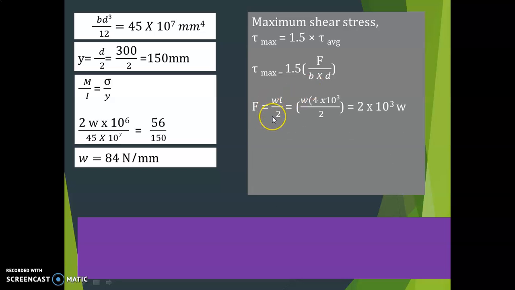Now for the simply supported beam, when it is subjected to UDL, shear force is given by WL divided by 2. Maximum shear force is equal to WL divided by 2.